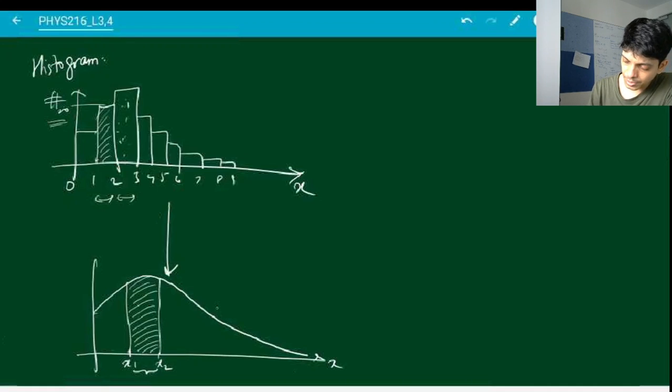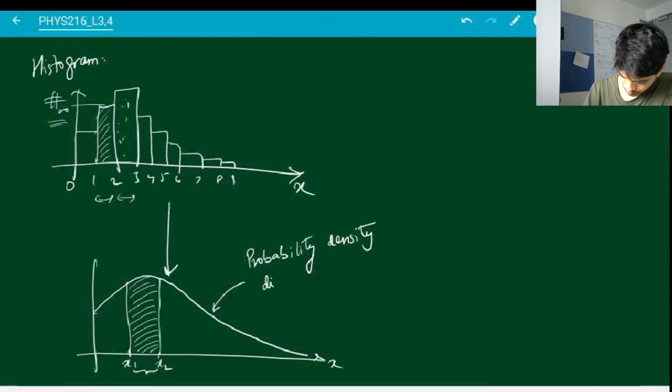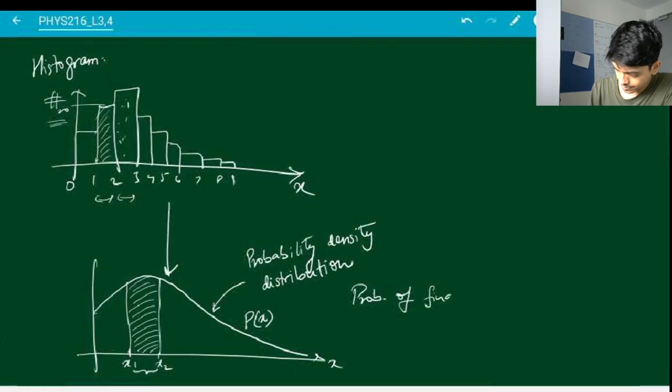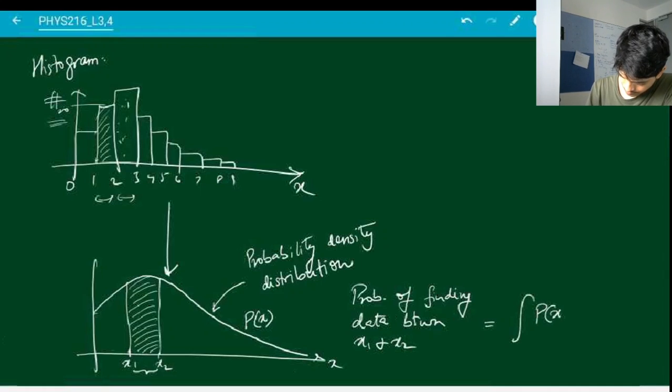So these continuous distributions have a special name. They are called probability density distributions. So if I call this distribution P of x, then what I'm saying is the probability of finding a data point between x1 and x2 is this integral.